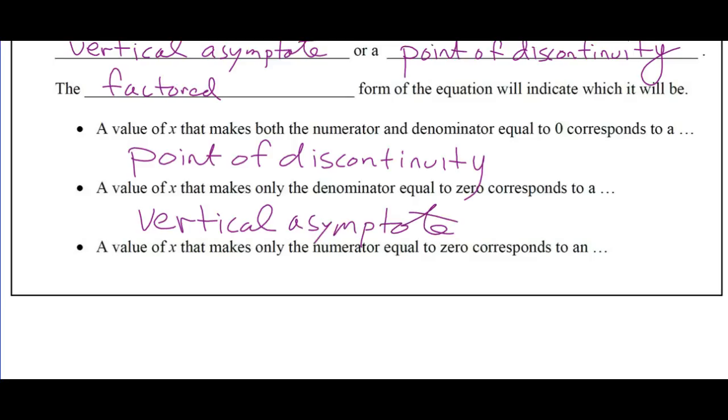A value of x that makes only the numerator equal to 0. So if the numerator is 0, we have 0 over something, which is equal to. If the numerator is 0, right, and the denominator is not, I will have 0 divided by a number, which is equal to 0. I end up with y equals 0, right, which is what? It's the x-intercept. So you get the x-intercept.